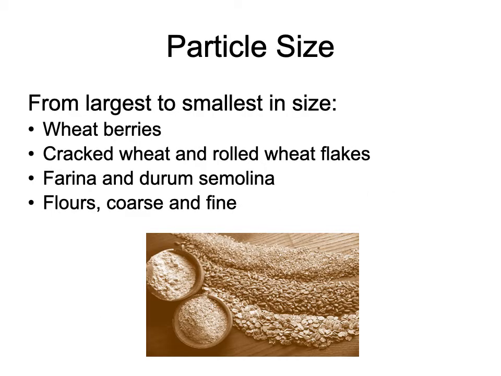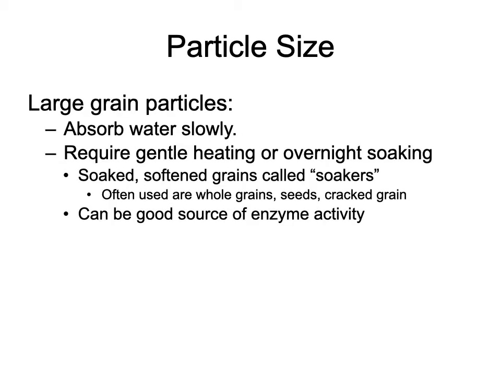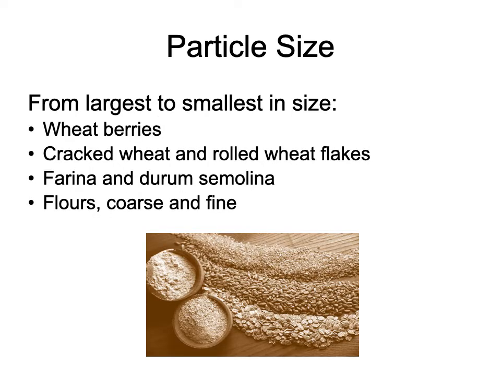So particle size makes a big difference in how these are ground. Whole wheat berries are as big as things get. Cracked wheat and whole wheat flakes are the next level. That's where basically you just crack the grain into pieces. And then there's farina and durum semolina.